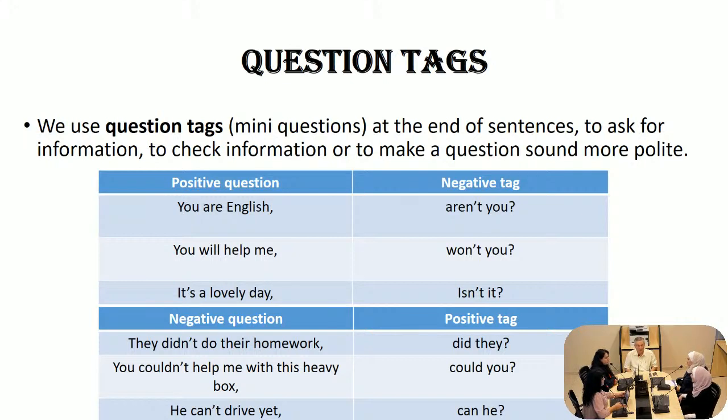It's a lovely day, isn't it? So always the question tag is contracted. We don't say will not you, we say won't you. They didn't do their homework, did they? You couldn't help me with this heavy box, could you? He can't drive it, can he?